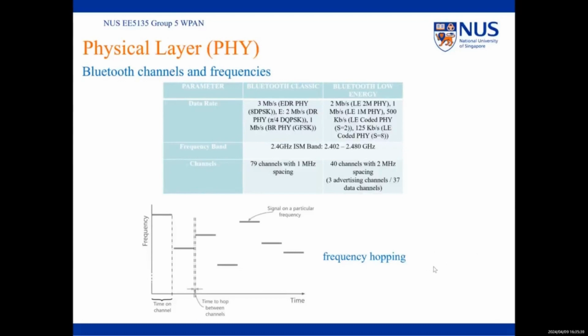Bluetooth Low Energy, we call it BLE, uses 40 channels with 2 MHz spacing, including advertising and data channels. Adaptive frequency hopping is utilized on data channels to combat interference and propagation issues. Overall, Bluetooth ensures robust communication in short-range wireless scenarios with a physical layer data rate of 1 million bps.